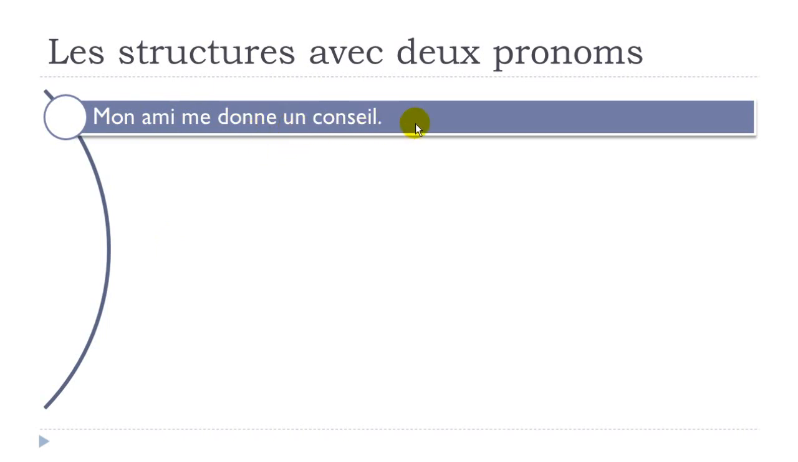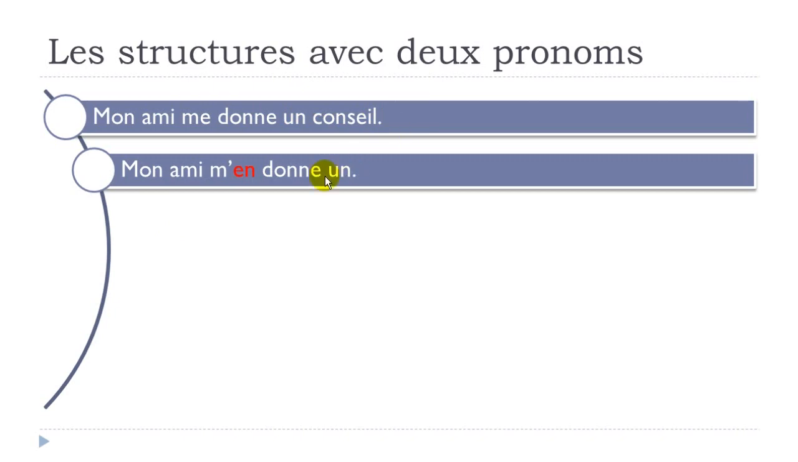So let's say that we would like to replace un conseil in that case, and we saw in the previous lesson that un conseil could be replaced with en, okay? And so, mon ami, me. If you remember what we saw previously, me should be in the first position, then en should come right after, and then the verb, all right? But then if you remember, en is starting with a vowel as well, so the e should go away. That's the reason why you will have this M apostrophe: m'en donne un, all right?